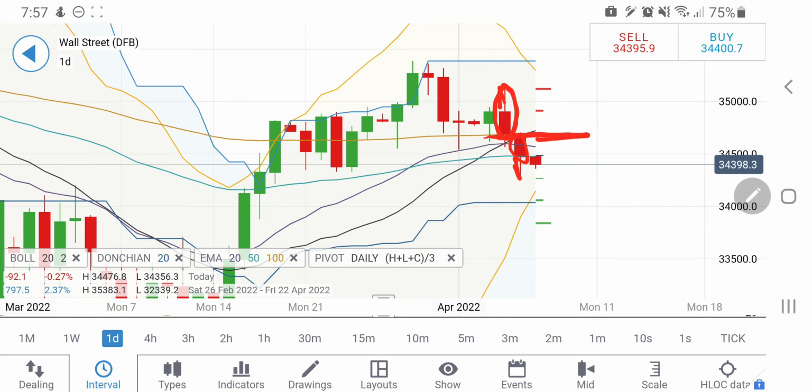So the expectation here is to hit the pivot again. The pivot is at around 34,700. So a probable retracement till 34,700 cannot be denied. It can try to come back till there. Rather, the 34,600 and 700 zone is important for US30. It may try to retrace back a bit till there. On the downside, the 34,300 and 34,200 zone is very, very important for US30.